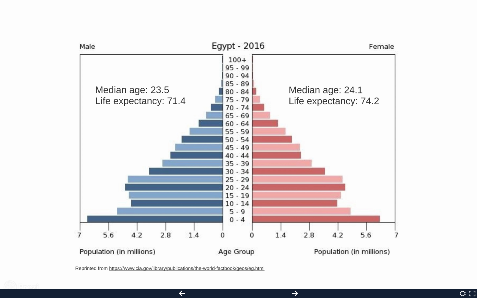Now, the common person within Egypt is relatively young. The median age of males is 23.5, and the median age of females is 24.1. And the overall life expectancy of both male and female is 72.7. And this compares to the United States, where our life expectancy hangs right around the 80s. So very similar to the US, except for the fact that they're a relatively young country within their median age.